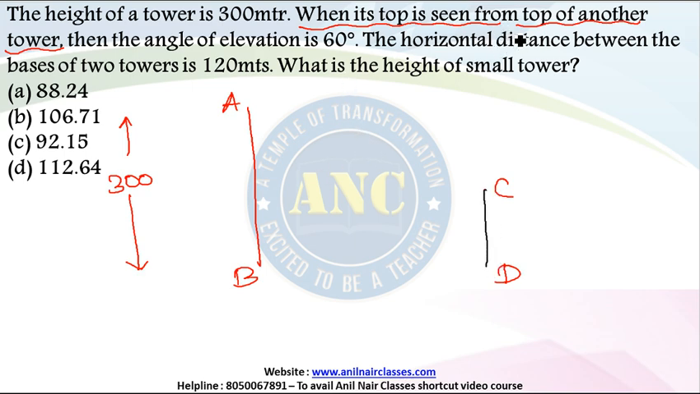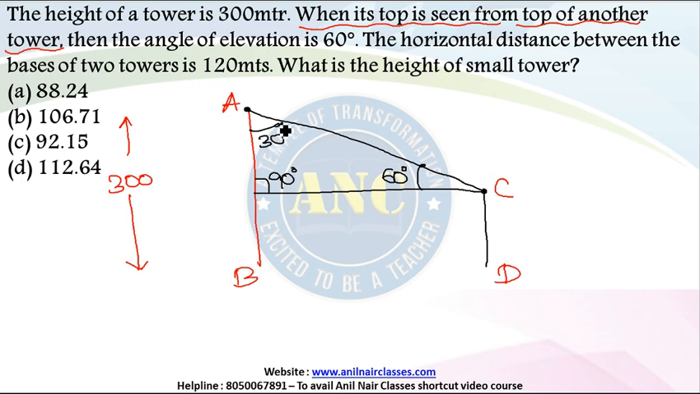When its top is seen from top of another tower, this top is seen from this particular top A. Angle of elevation is 60 degrees. This angle of elevation is given in the question as 60 degrees. Where is the difficulty till here? Definitely no difficulty. This is 90 degrees. If this is 60, this should definitely be another 30 degrees only, right?